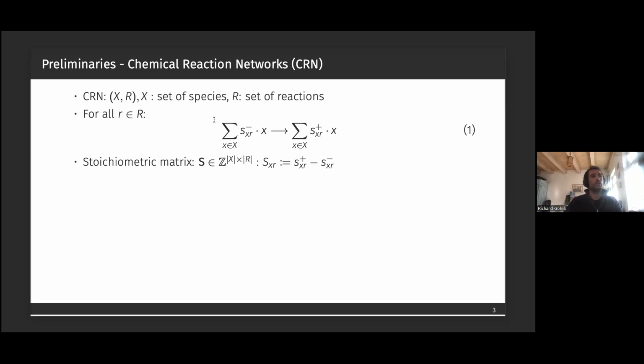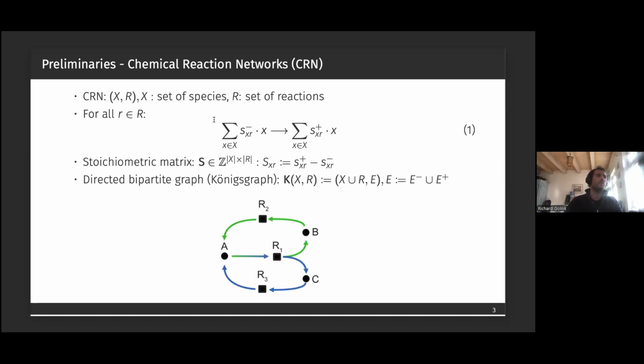And here the net stoichiometries. This gives us one representation of the chemical reaction network, but we can also find another representation which is very important for us in this talk. This is the directed bipartite König graph, or metabolite-to-reaction graph, which is composed of two disjoint sets of vertices. So we have metabolite vertices and we have reaction vertices. The metabolite vertices are depicted here as circles, and the reaction vertices are depicted as squares.